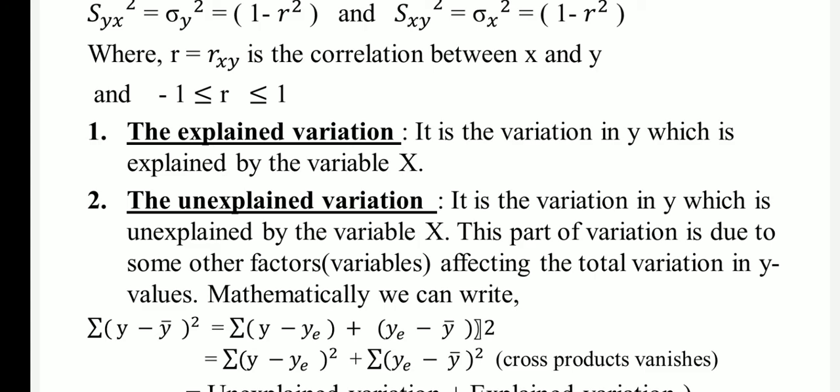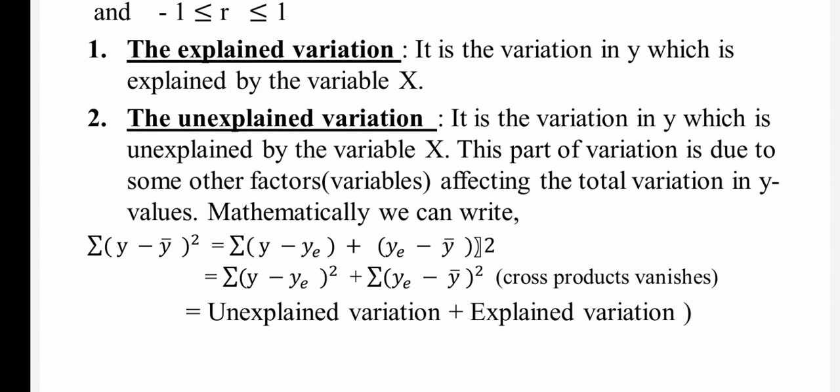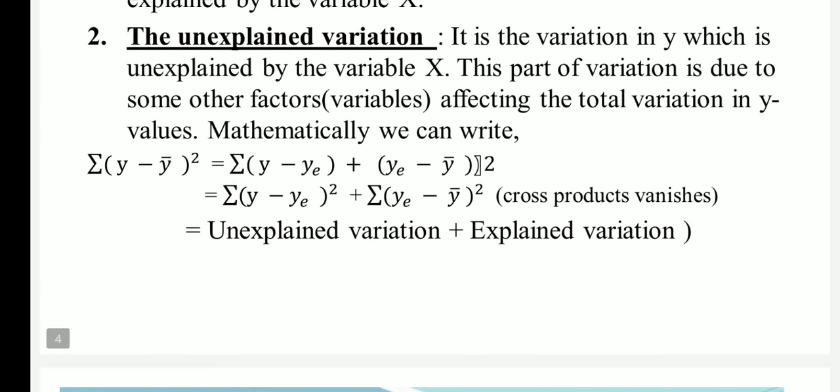The unexplained variation is the part not explained. It is the variation of y which is unexplained by the variable x. This part of the variation is due to some other factors, which may be affecting the total variation in y values. Mathematically you can write this as the total variation, the sum of (y minus y bar) the whole squared, equal to the sum of (y minus y estimated) squared plus the sum of (y estimated minus y bar) the whole squared.